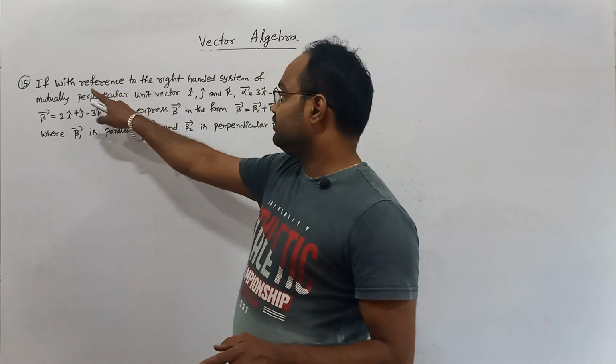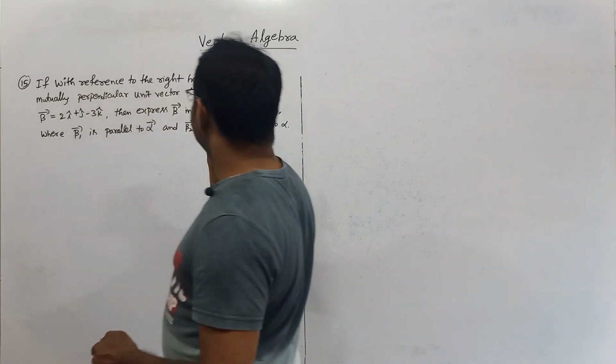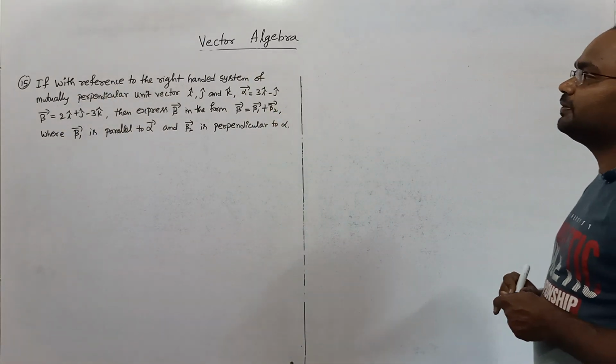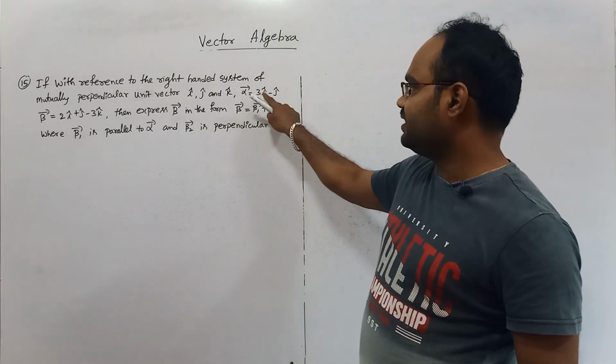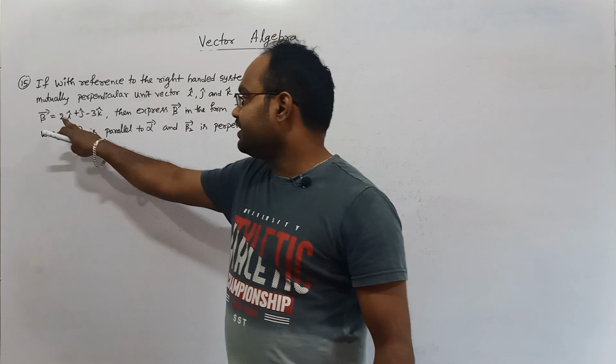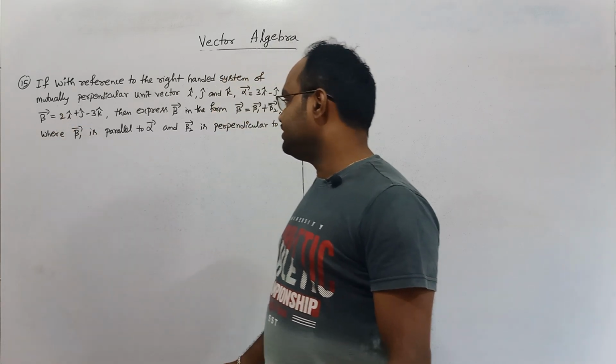Next, if with reference to the right-handed system of mutually perpendicular unit vectors i hat, j hat and k hat, alpha vector is given as 3i minus j, beta is 2i plus j minus 3k hat.